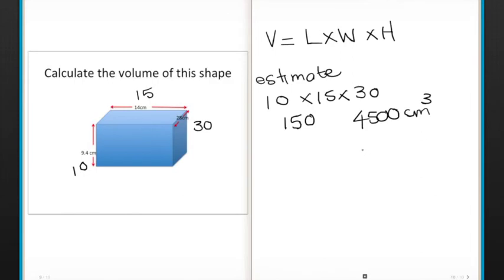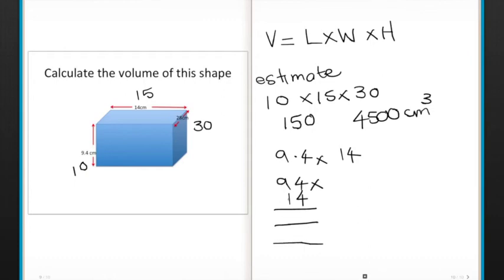So let's do the actual numbers. So I'm going to start with 9.4 times 14. And then I'll times the answer by 28. Remember, when we're timesing a decimal number, we can take the decimal out and add it in at the end. So write it out without a decimal point. And this is long multiplication.